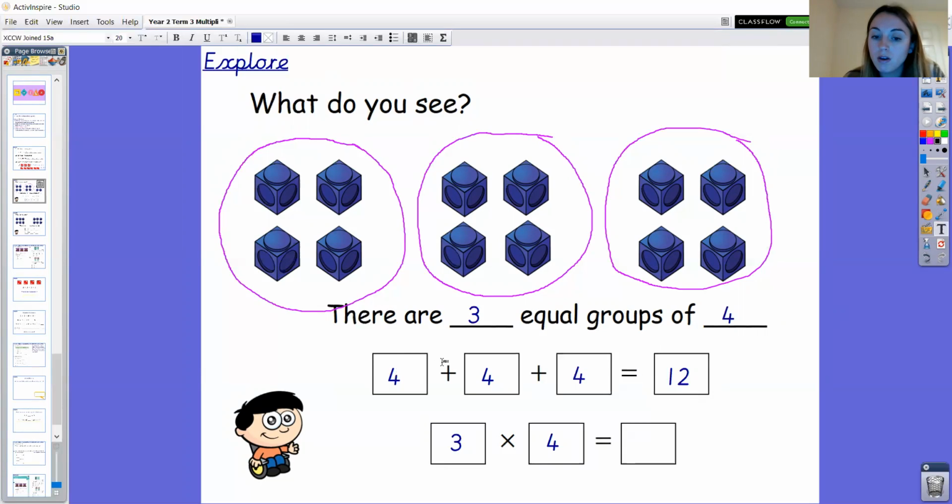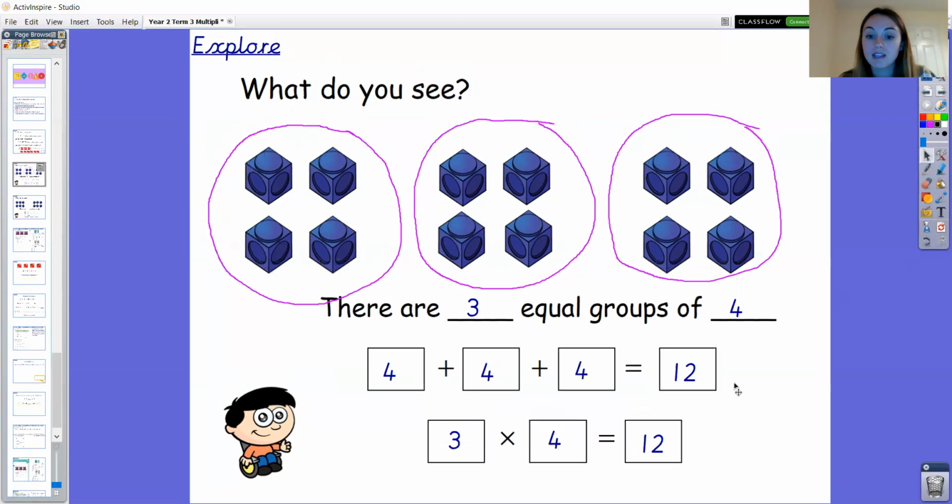So we know 4 add 4 add 4 equals 12, which is the same as 3 lots of 4 equals 12. Okay, when thinking about the multiplication symbol, you might sometimes say times, so 3 times 4 equals 12. Sometimes you might hear people using the word multiplied by, so 3 multiplied by 4 equals 12. Today we're going to be particularly thinking about using the word lots of when we see the multiplication symbol.